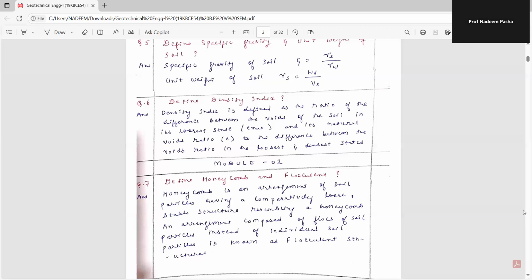Similarly, which type of structure do you call flocculent? An arrangement composed of flocks of soil particles instead of individual soil particles is known as flocculent structure.